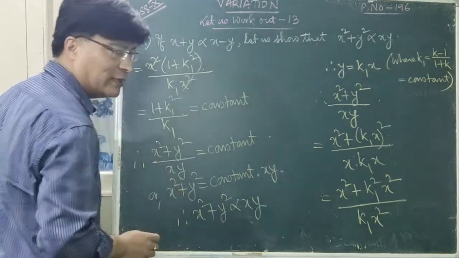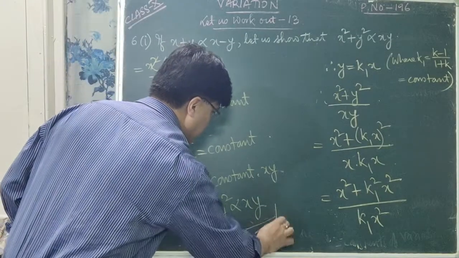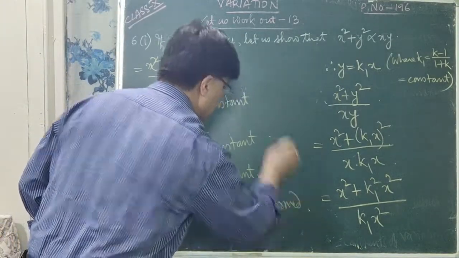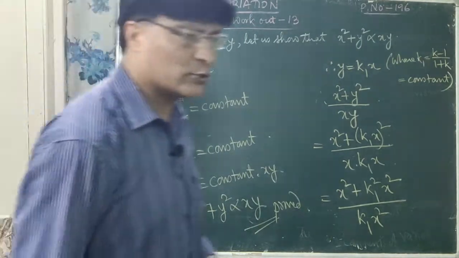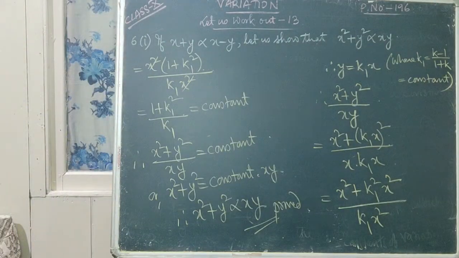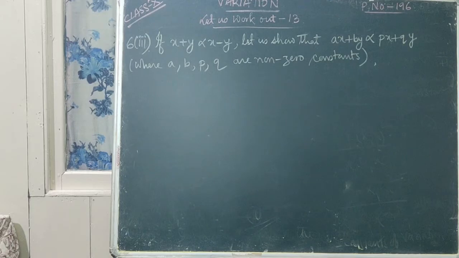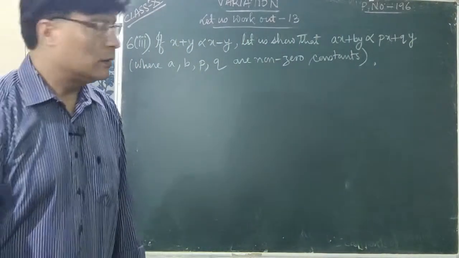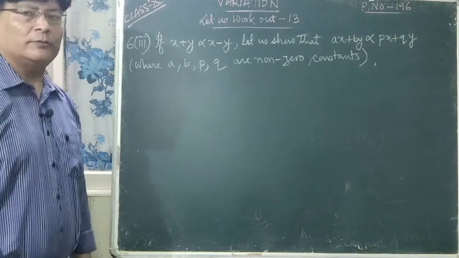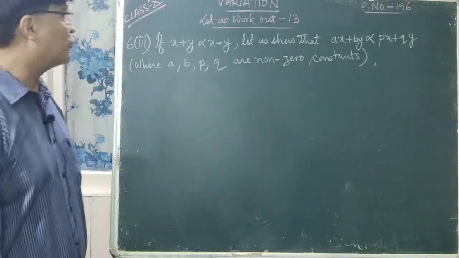So we have proved the required result, right? So proved. Understood? So you can copy it. We'll do the next question now. Now we'll do the next question, that is 6 number 3.